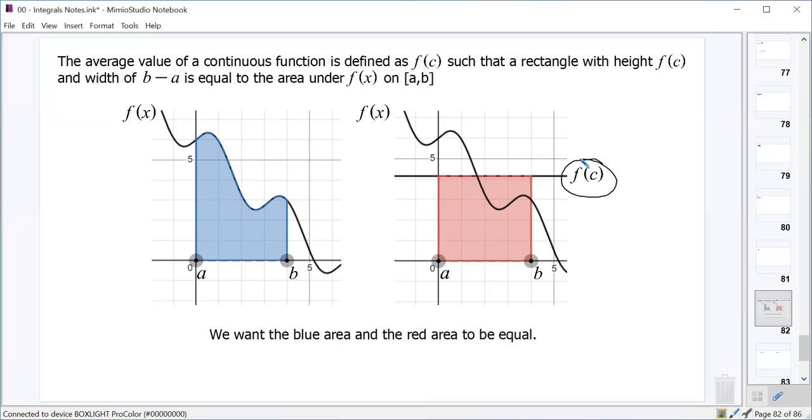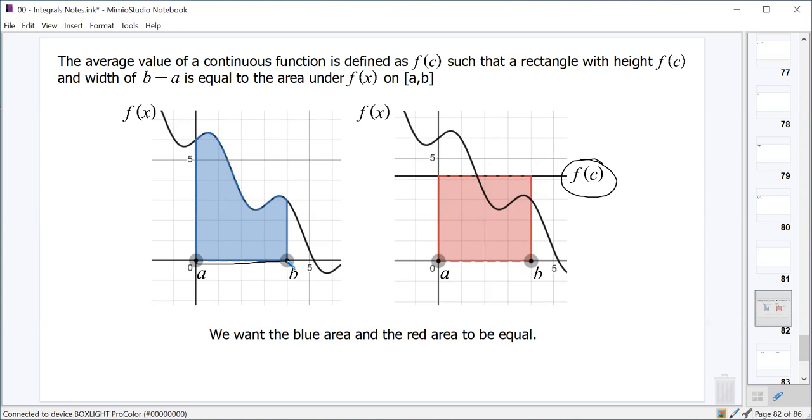right? Such that if you drew a rectangle that had a height f of c, just like I've done here with this red rectangle, that has a width from A to B, that the area of that rectangle, that area in red, would be equivalent to the area underneath the curve f of x from A to B. So this area over here from A to B that's in blue. So effectively, the average value of a function is just the value f of c, the y value, that makes that rectangle's area equivalent to the exact area underneath the curve.